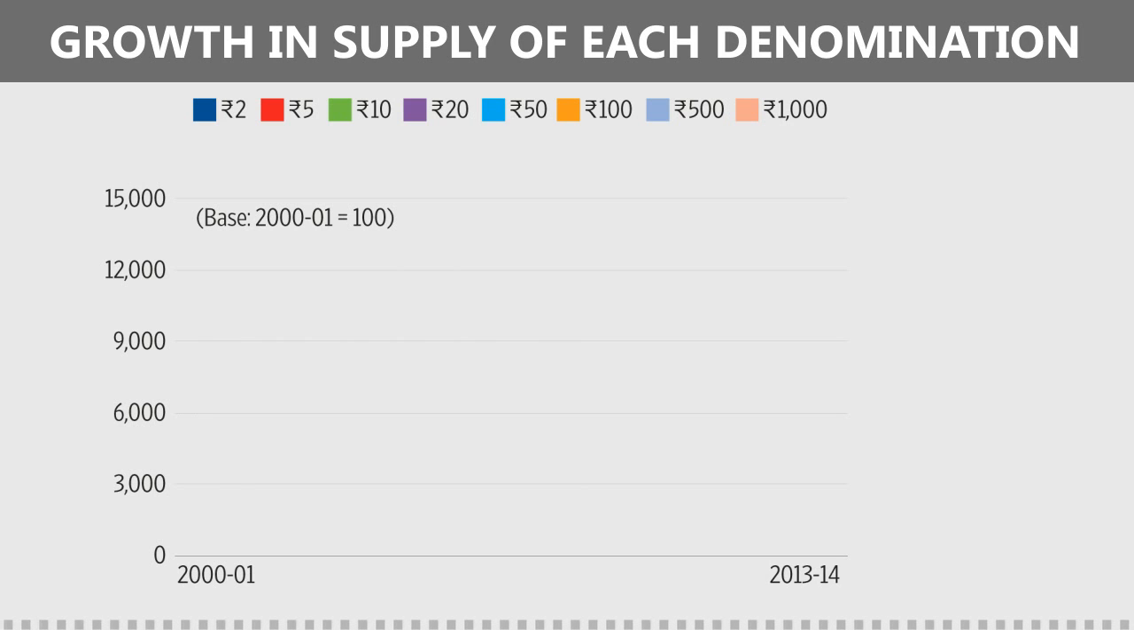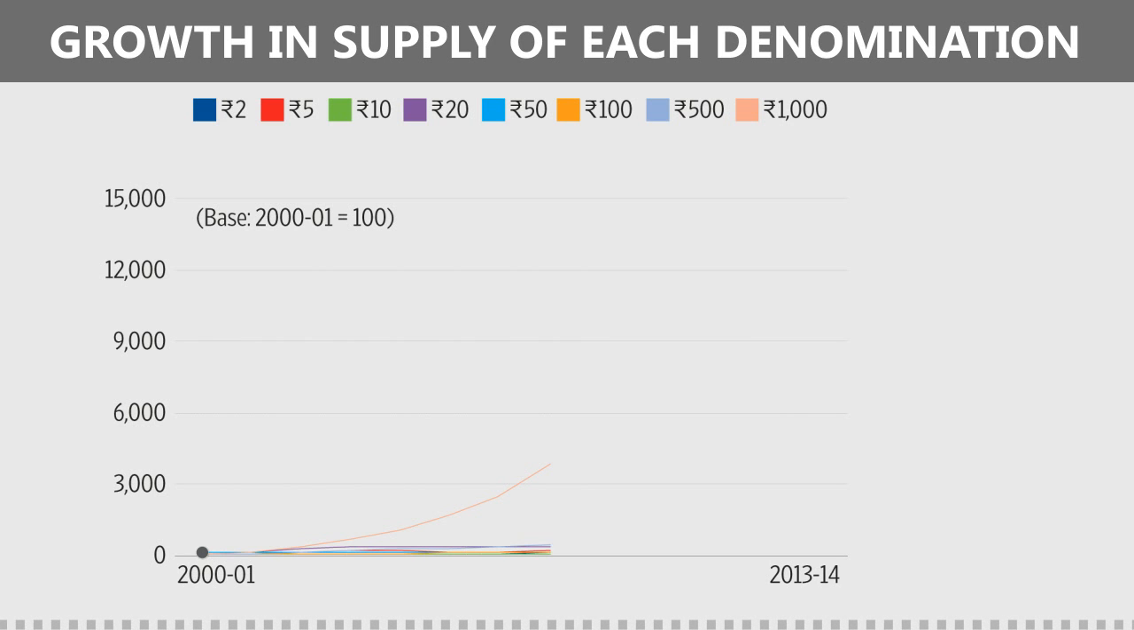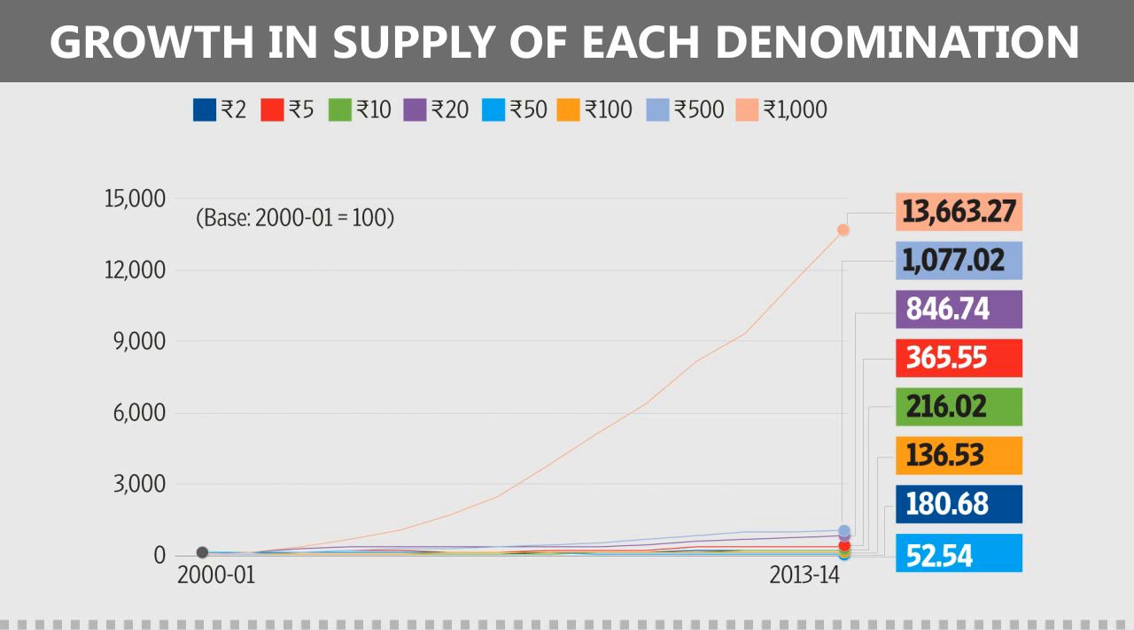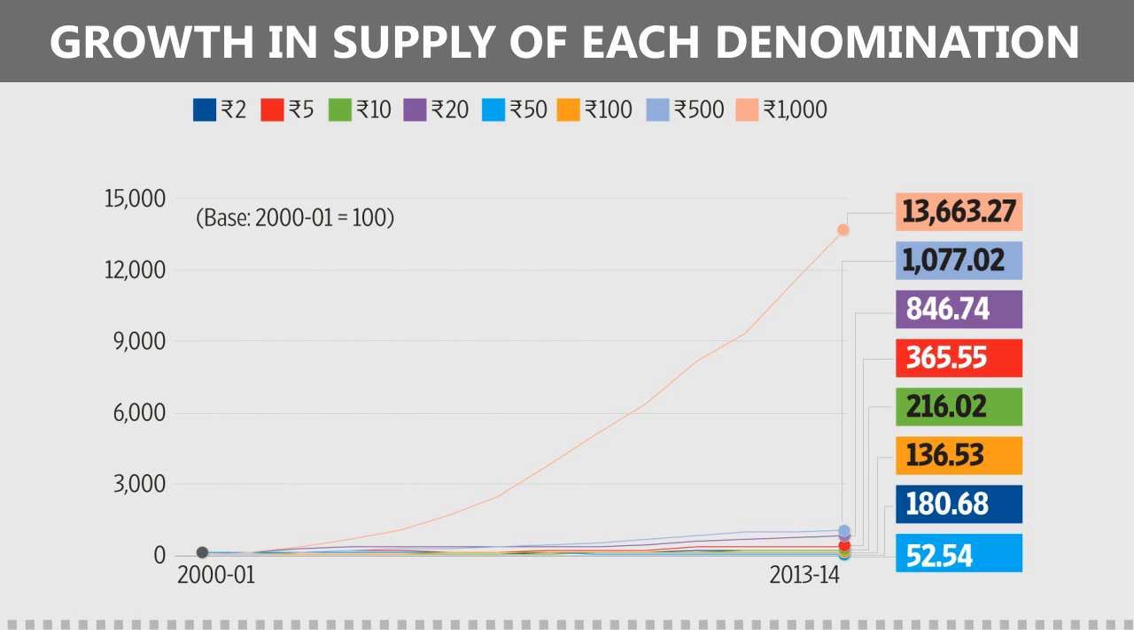The graph shows that the growth in supply of rupees 1000 notes has far surpassed that of any other denomination, followed by rupees 500 notes. The two highest denominations, rupees 500 and rupees 1000, have seen the highest growth rates by far, followed by the rupees 20 note. The rupees 50 note has seen a sharp decline in production.